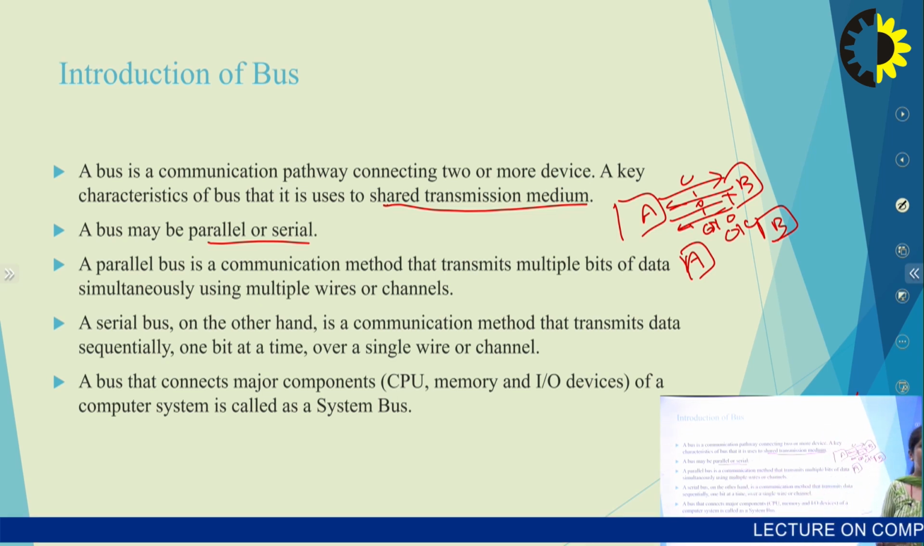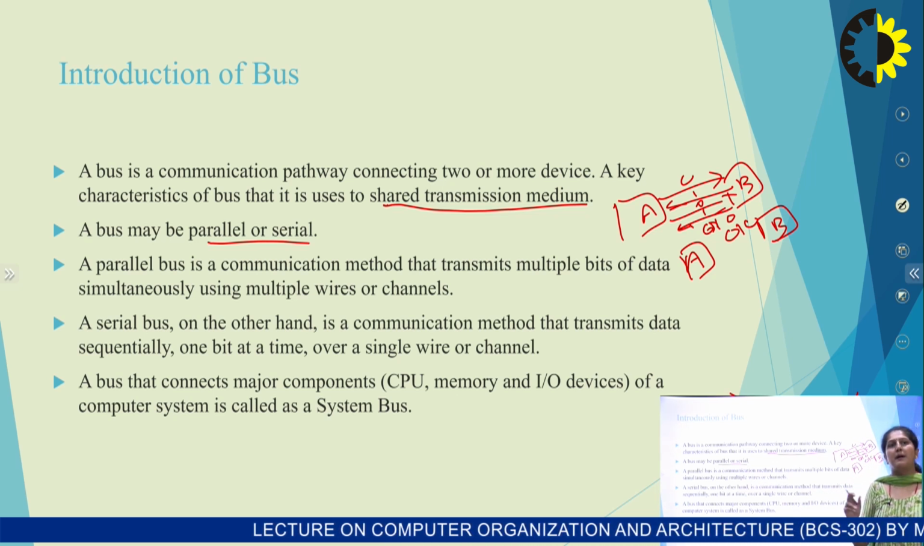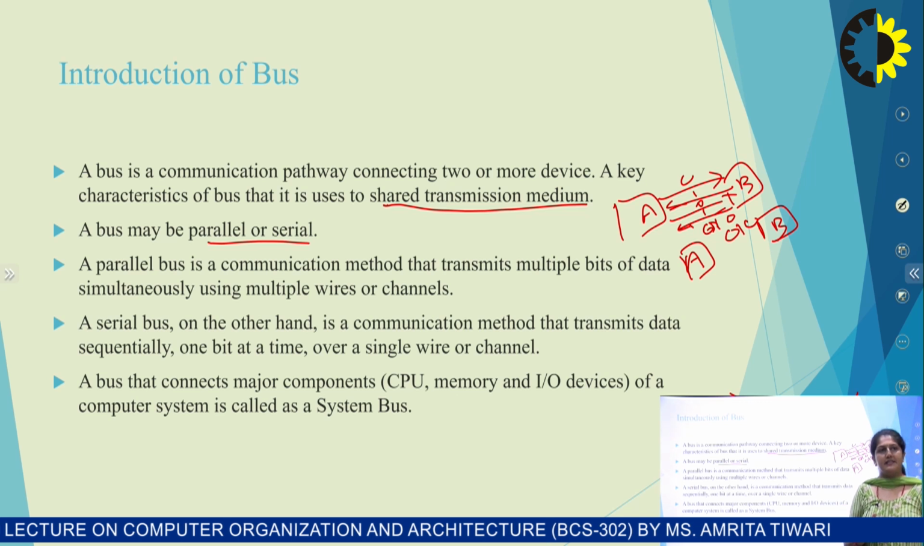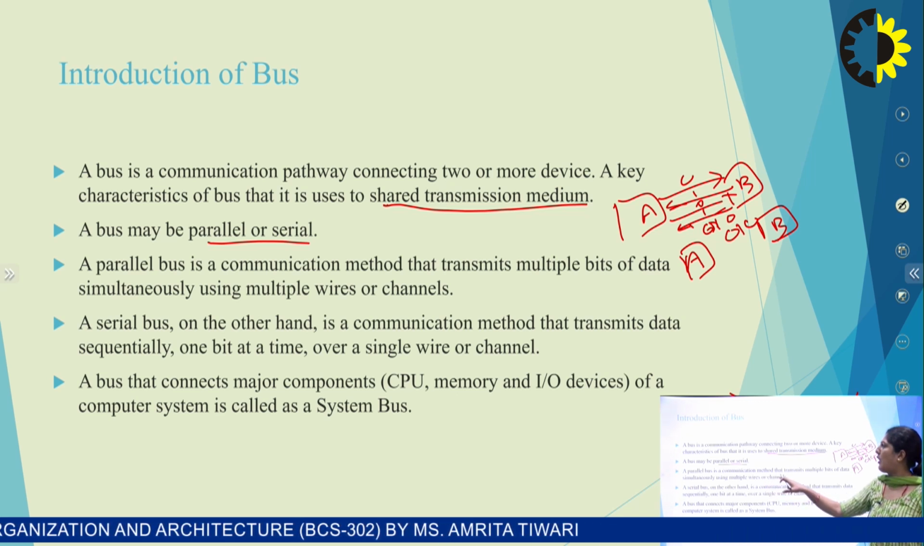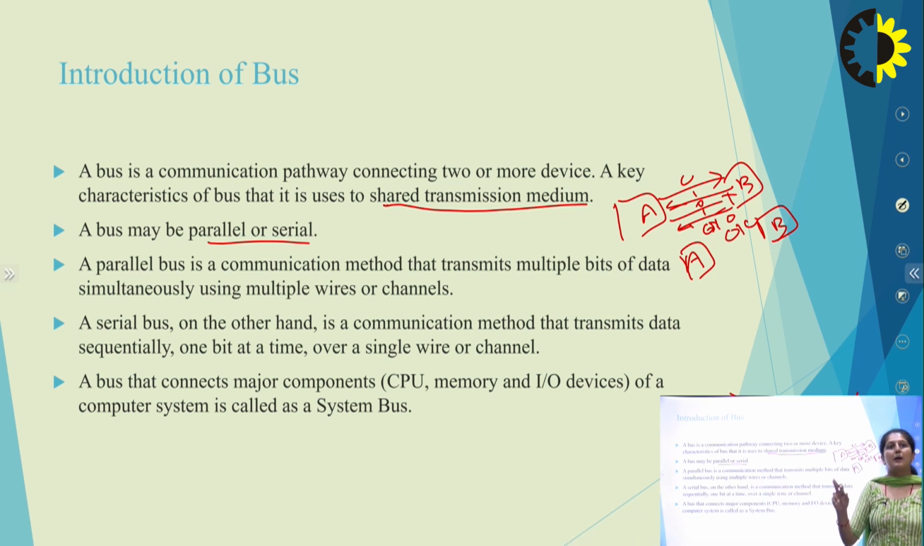As we can see in the definition, a parallel bus is a communication method that transmits multiple bits of data simultaneously using multiple wires or channels, whereas a serial bus, on the other hand, is a communication method that transmits data sequentially, one bit at a time, which we have seen here, one bit at a time over a single wire or channel.